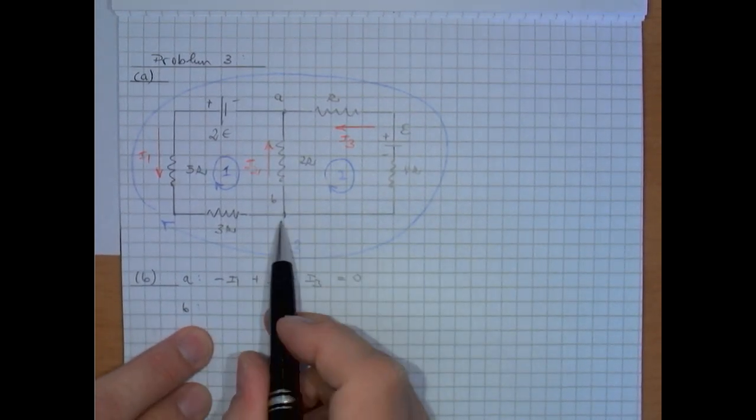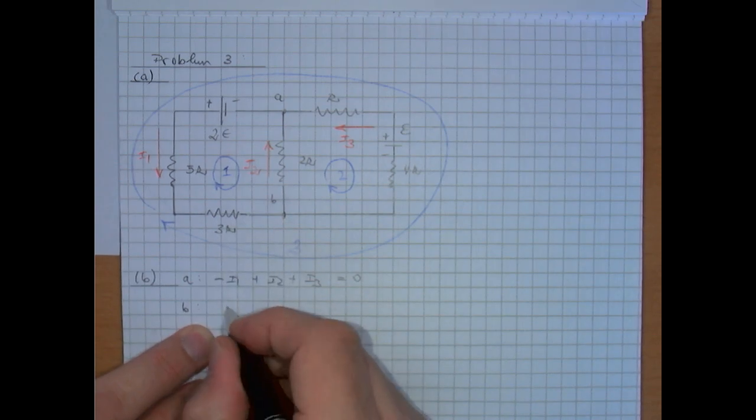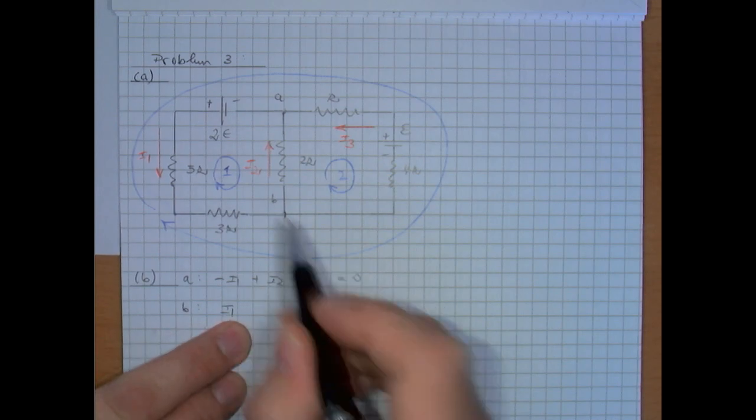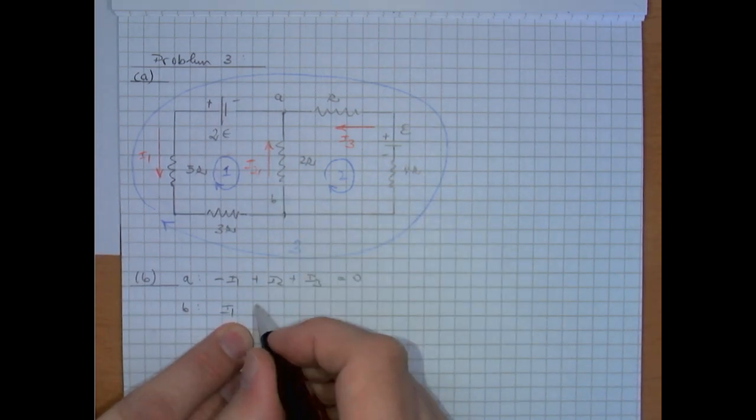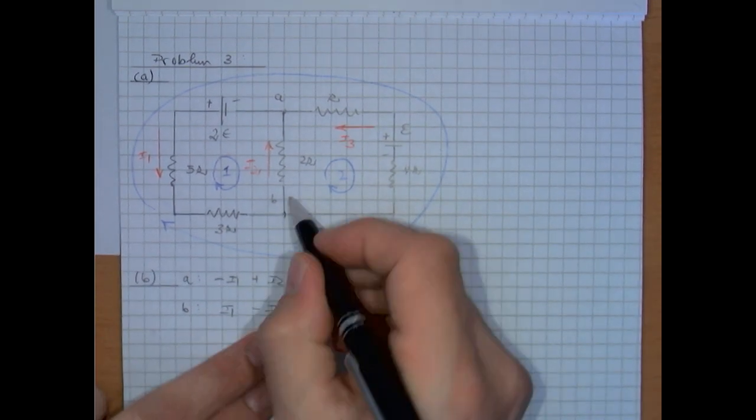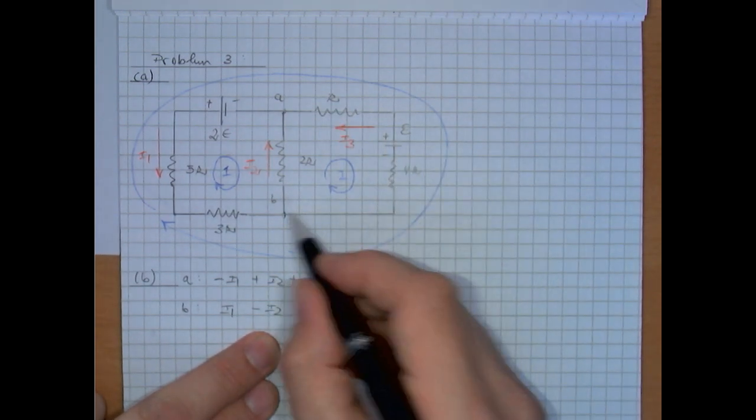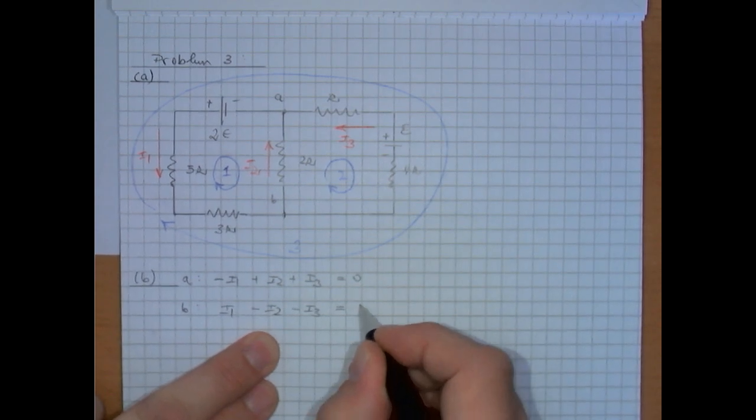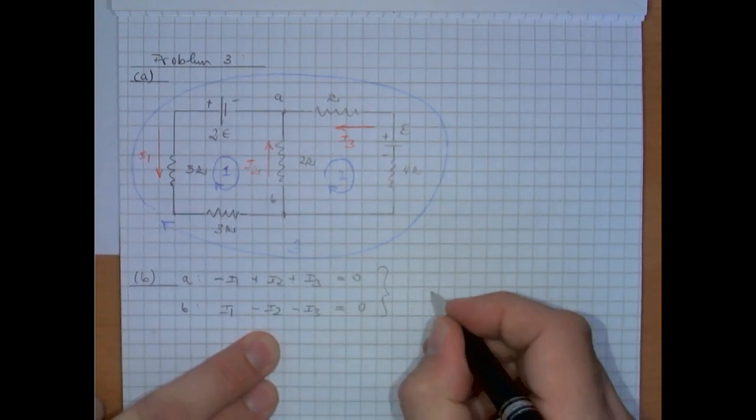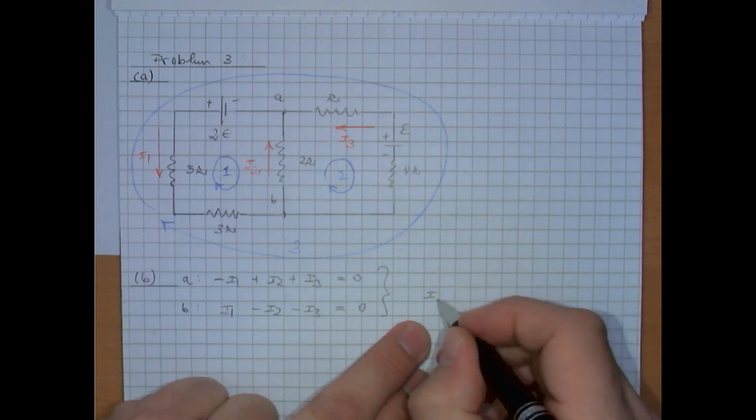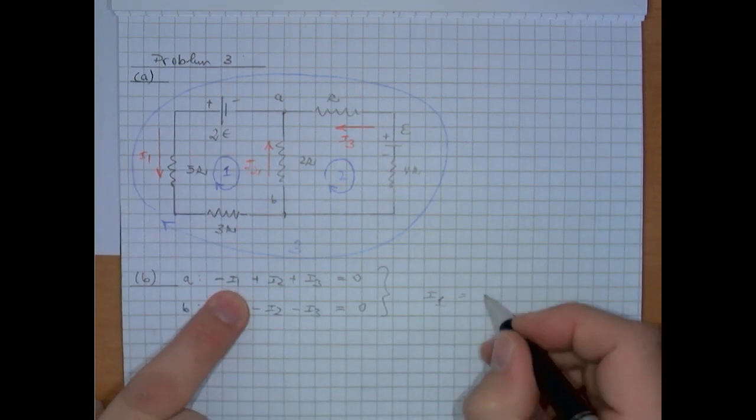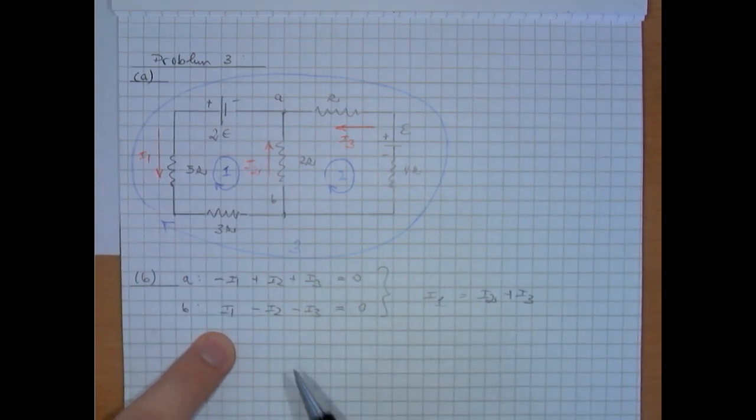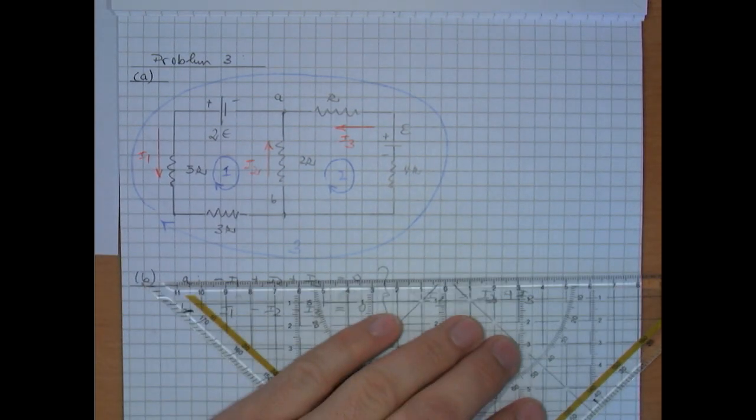In the case of junction B here, you're gaining something relative to current I1. Current I1 flows into junction B, but current I2 flows out of that. That's why we have a minus sign, and also current I3 flows out of junction B. That's why we have minus I3. So therefore we have I1 equals I2 plus I3. And you can see here these two equations are mathematically not independent.